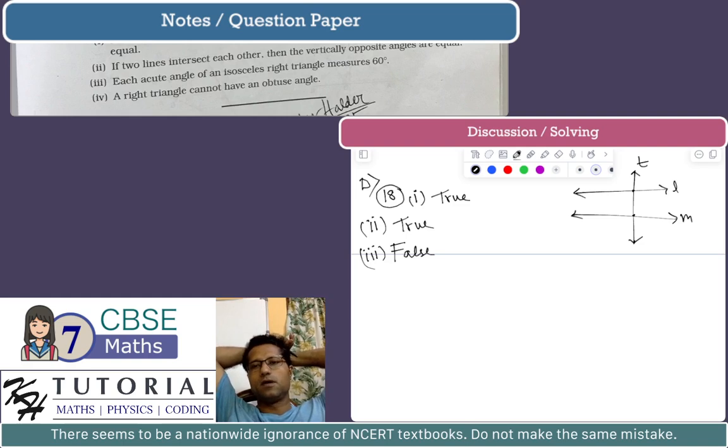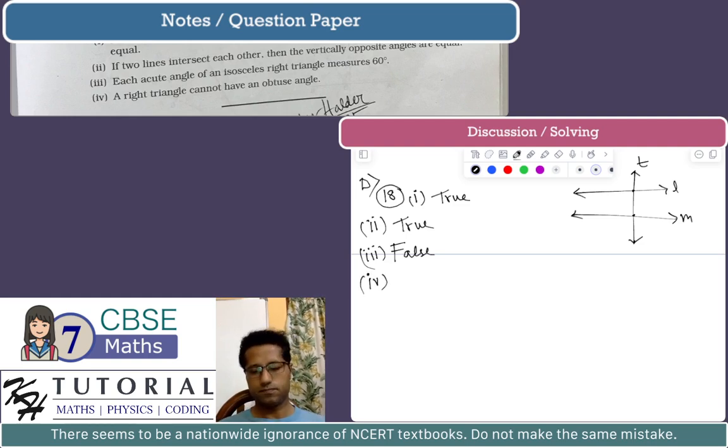We know this. And if the right angle triangle is isosceles, the legs or the arms will be equal, and hence the two acute angles are equal. And if the two acute angles are equal and the sum is 90 degree, obviously each of those two acute angles will be equal to 45 degree. So this statement is false. It is not 60 degree, but it is 45 degree.